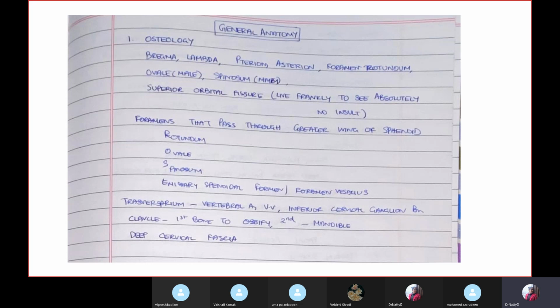These are the things you should mainly know about osteology, because there are many foramina, many structures, many things related to osteology, but at least these important things you should know.